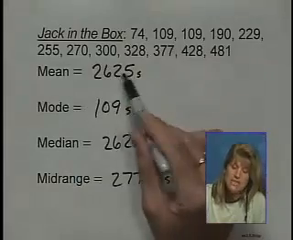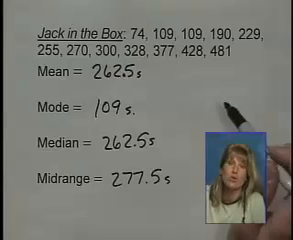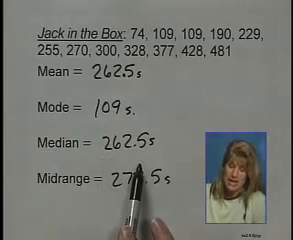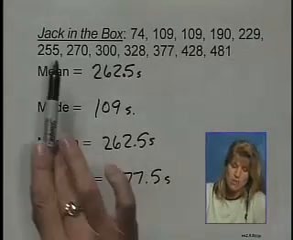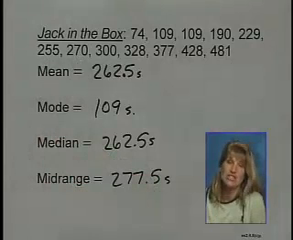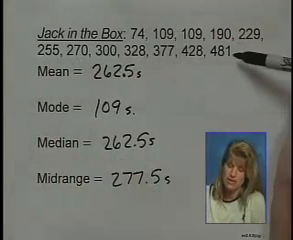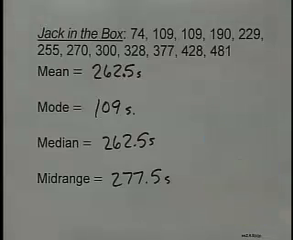Going back to the mean, if you didn't get this number, just remember you should be adding up all the data points and then dividing by the total number of data points. So go back and check that. Otherwise, the median here, because of the number of data points, you'd want to average the 2 middle ones together. So if you go between 255 and 270, taking the average of those, you should get 262.5. And then finally, for the mid-range, adding the 74 and the 481, when you divide that by 2 to average them, you should come up with 277.5.